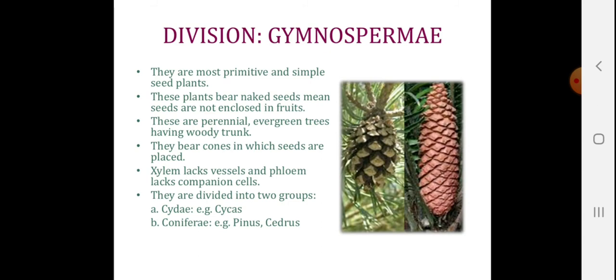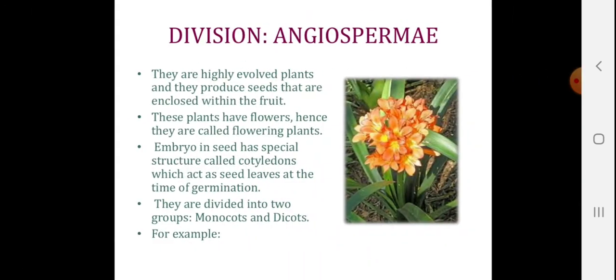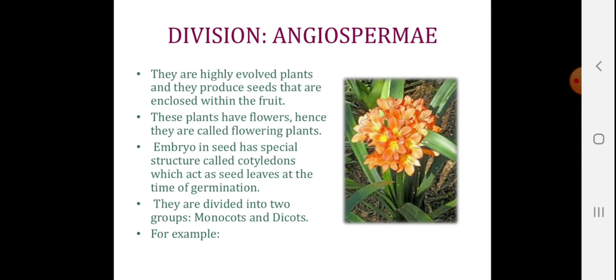That means special vascular bundles are present, which are xylem and phloem, but xylem is present without vessels and phloem is not having the companion cells. They are divided into two groups, that is Cycadae or Cycas, and Coniferae, that is Pinus and Cedrus. Let's talk about the angiosperms. They are highly evolved plants and they produce seeds that are enclosed within the fruits.